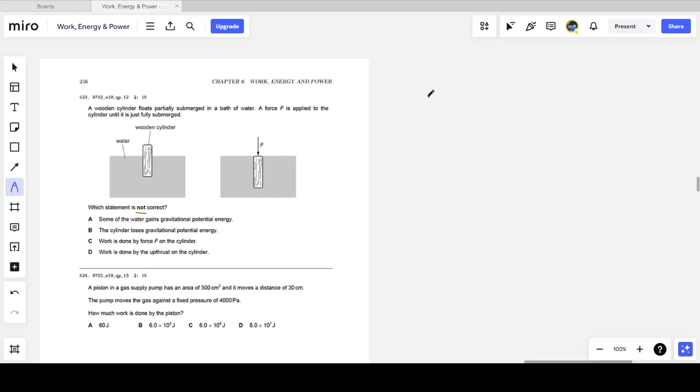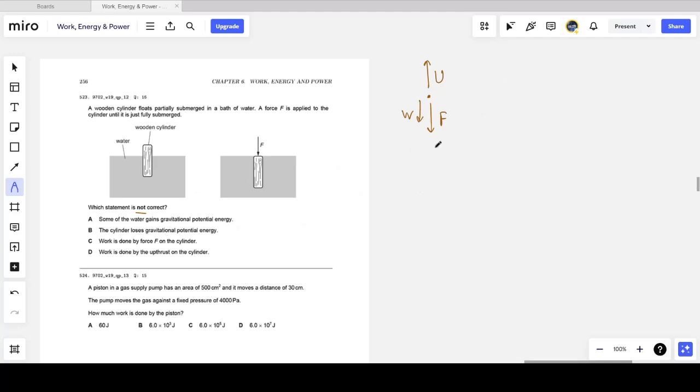So what's happening to the cylinder? Let's draw a free body diagram. It's being submerged and there's an upthrust of U pointing upward and a force F that's being applied to pull it downward. And there's also its weight acting downward, W. And we want to know which of the statements are not correct. So let's test each one of these.